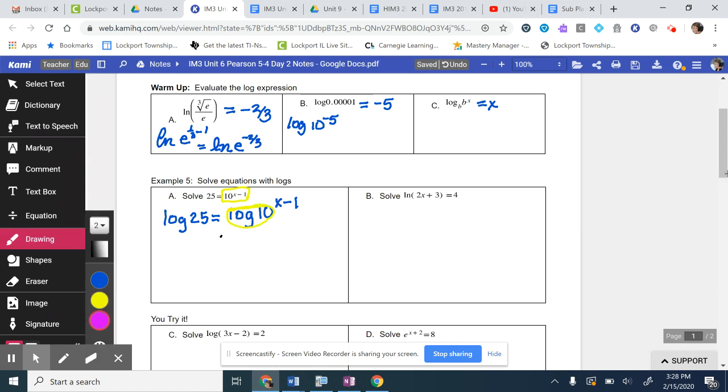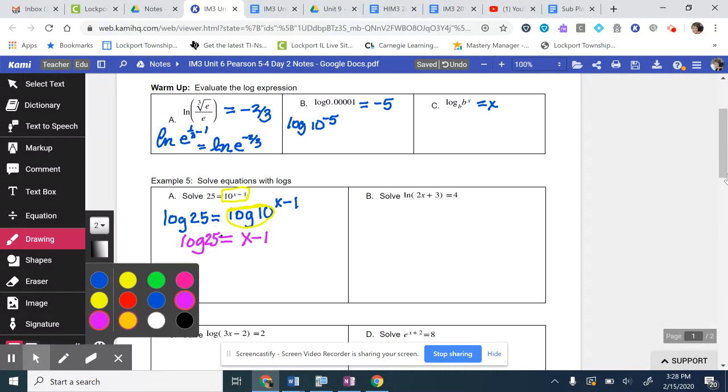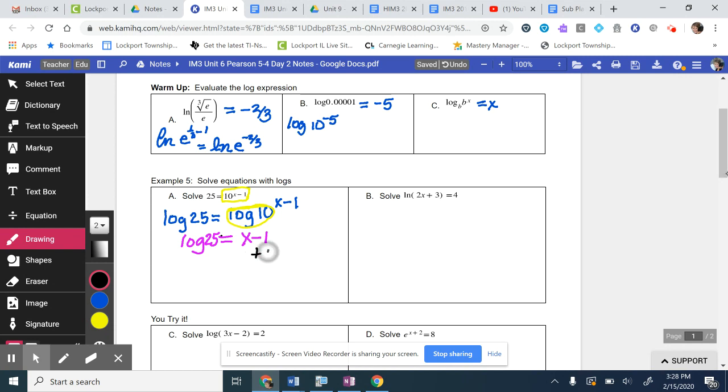is just 1. And then I will have, excuse me, the exponent, because the bases are the same. So then I will just have my exponent equal to the common log of 25. And now it's just like any other equation that we would solve. We're going to get the x by itself.